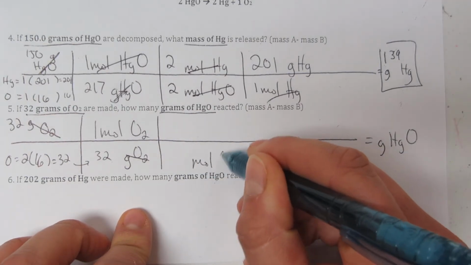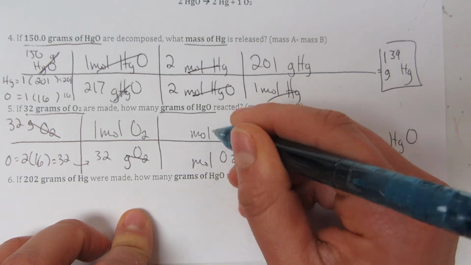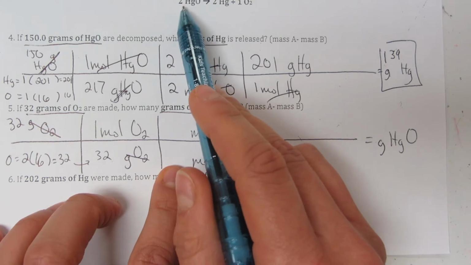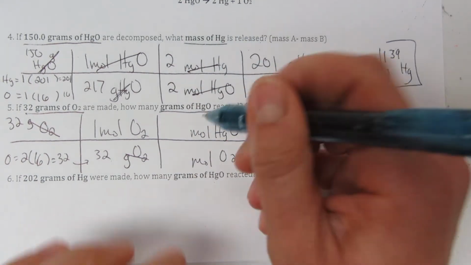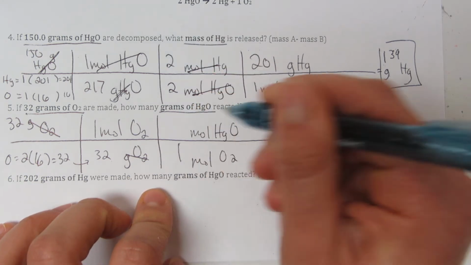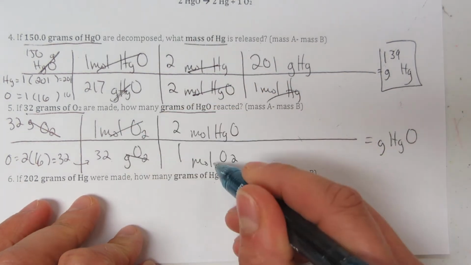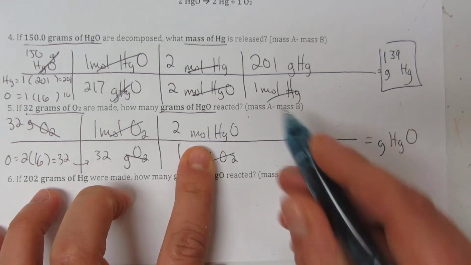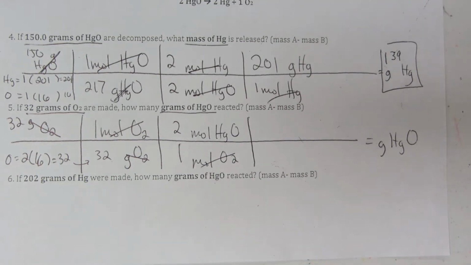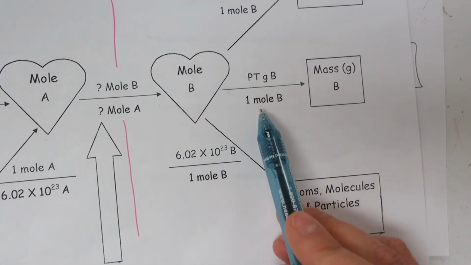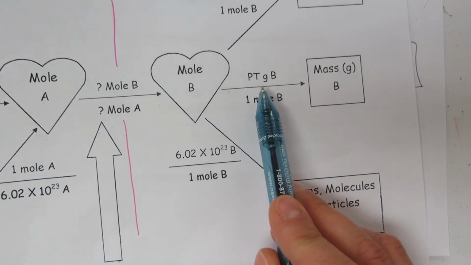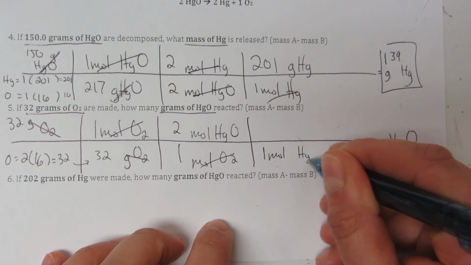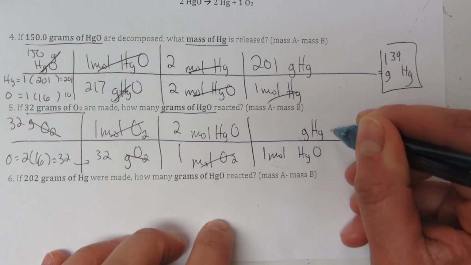So mole O2 on the bottom, mole of the new substance that we're trying to get to, HgO, on top. We need to look at the reaction here. The coefficients are the number of moles involved. So we have a 1 in front of O2 and a 2 in front of HgO. So that's going to go there. Mole O2 cancels out mole O2 on the bottom. Mole HgO does not match grams HgO yet, so we've got one more step here. So this is the molar mass step of HgO. So we're going to put the 1 mole of it on the bottom and then figure out the molar mass of it on top. So 1 mole HgO, and how many grams HgO that is equal to.